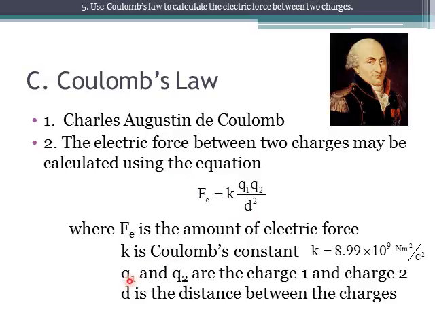Q1 and Q2, recall that Q means charge, so Q1 and Q2 are the charge of charge 1 and charge 2, respectively. That's similar to the masses in Newton's gravity equation. And then D is the distance between the charges. So this is actually just like Newton's law of universal gravitation. They are exactly the same in the sense that they have D squared on the bottom.